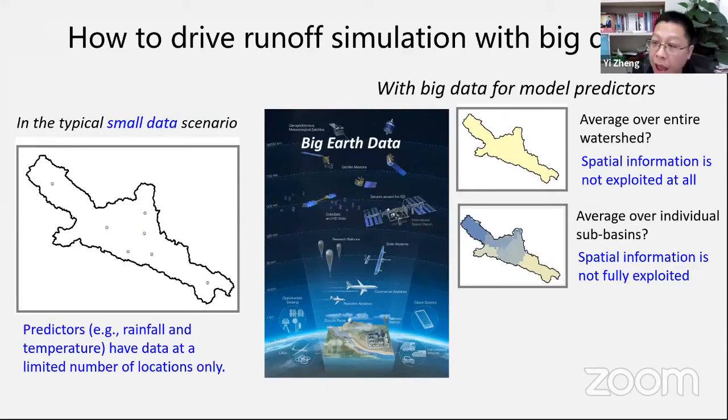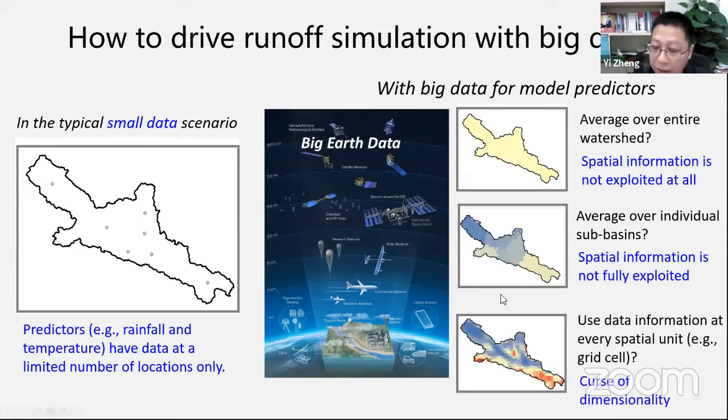For example, we can average the data field over the entire watershed. But in this case, the spatial information is not exploited at all. We can also average the data over individual subbasins. But in this case, spatial information is not fully exploited. You may say, okay, let's use data information at every spatial unit. But unfortunately, in that case, you will encounter a curse of dimensionality.